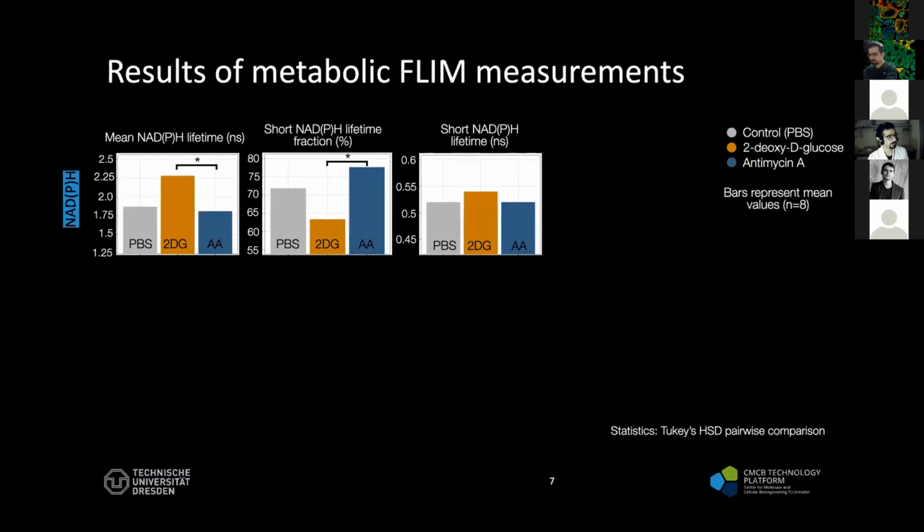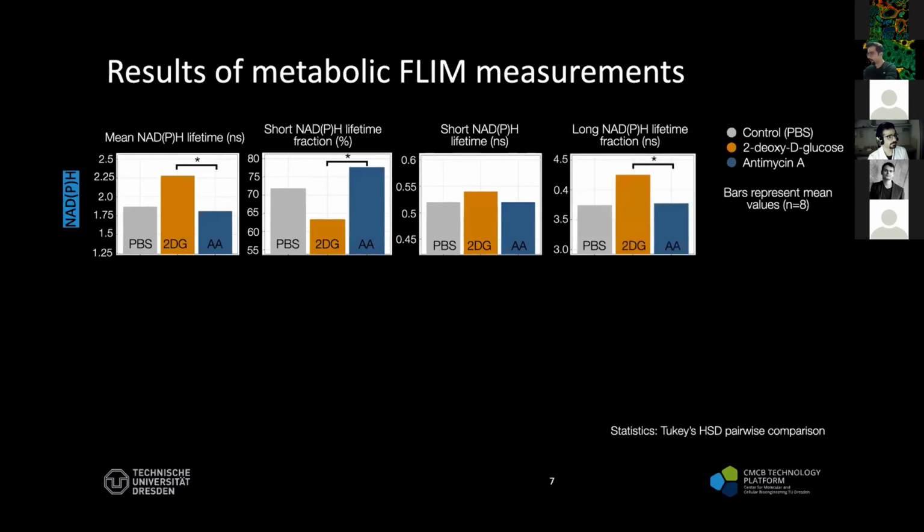Looking at the individual short and long lifetimes per se, we can see the short lifetimes are in the range of 0.5 nanoseconds, varying relatively little, while the long lifetime fractions are in the range of 3.5 nanoseconds. And you can also see that these differ between the individual treatments, possibly representing interactions with different proteins and enzymes upon these different biochemical states of the tissues.